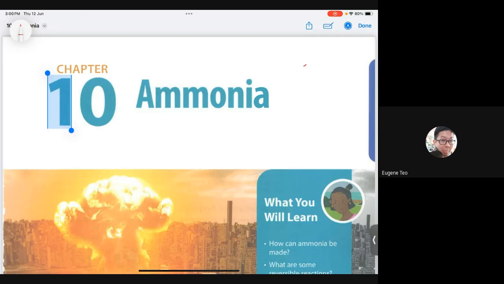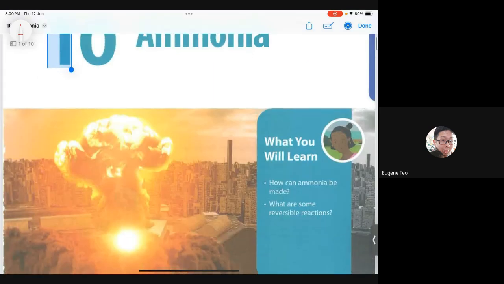This is actually quite a small chapter on ammonia. If you look at your textbook, there are only a very few pages. What are the few things you'll learn? You'll learn how ammonia can be made, and also some of the reversible reactions. The key thing in this chapter used to have a lot more material, but in the new revised materials, they use ammonia just to introduce reversible reactions and how it is made industrially now.